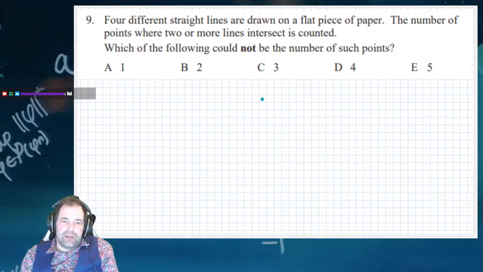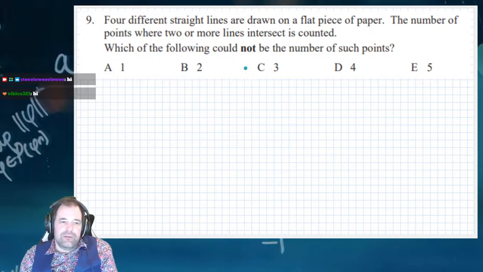Four different straight lines are drawn on a flat piece of paper. The number of points where two or more lines meet is counted. Hi, Vic. Feel free to help if you'd like to. Which of the following could not be the number of such points? Four different straight lines. It could be parallel.